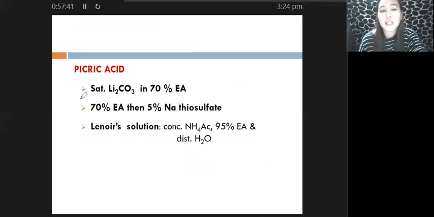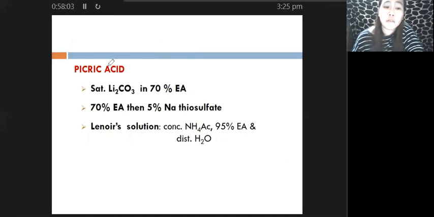Next we have picric acid. For picric acid, we make use of saturated lithium bicarbonate in 70% ethyl alcohol, or you can also immerse it in 70% ethyl alcohol, and after that, make use of 5% sodium thiosulfate.